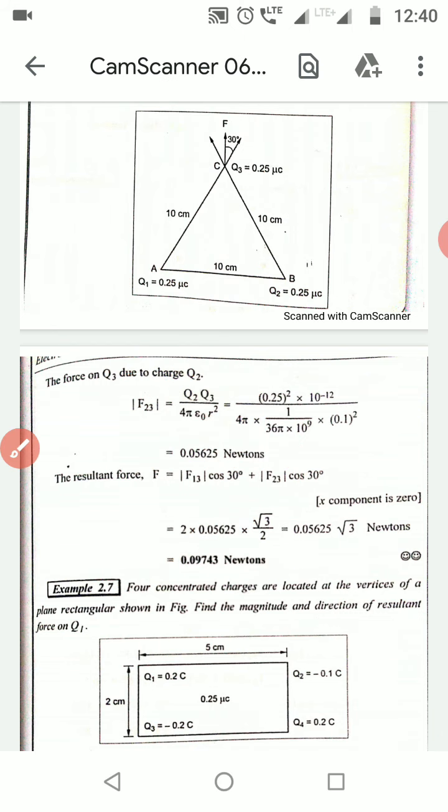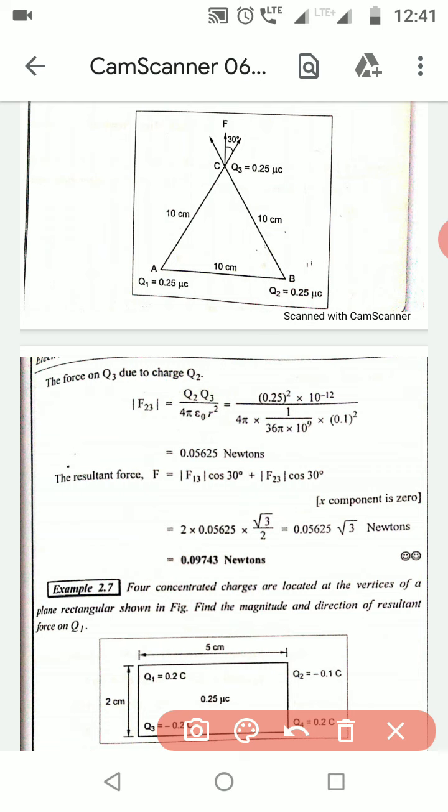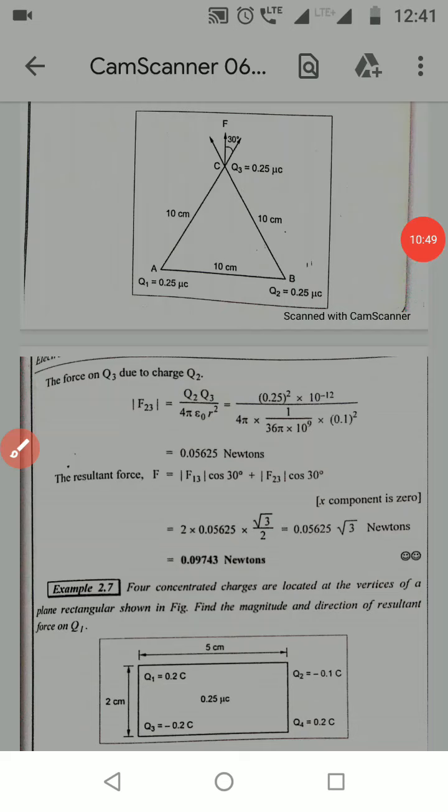Okay, then we can use this equation. The first component is F13, the angle is 30 degrees. That's why the vertical component is F13 cos 30, plus the second force, which is F23 into cos 30. The total force can be found out using this equation, and the total force is 0.09743.